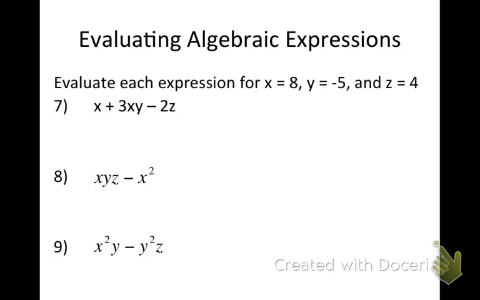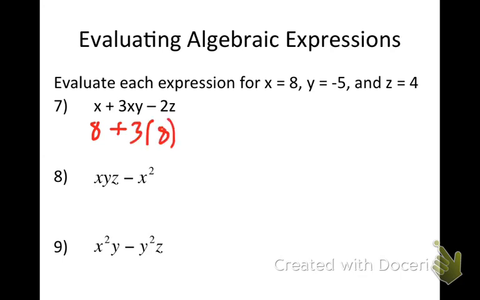So let's try number 7 here. I want to evaluate each expression for x equals 8, y equals -5, and z equals 4. I'm going to plug them in. So I'm going to plug 8 in for x. So I have 8 plus 3 times 8.